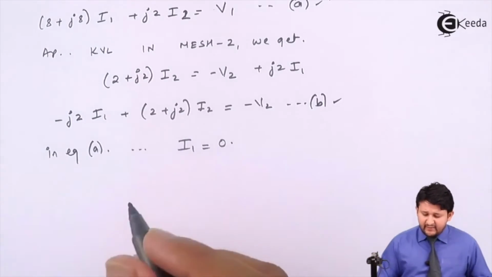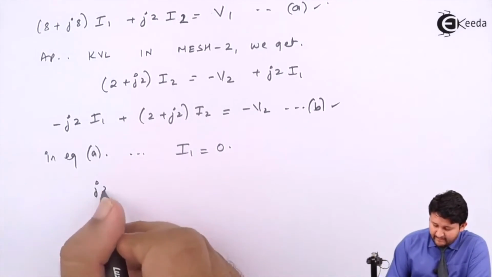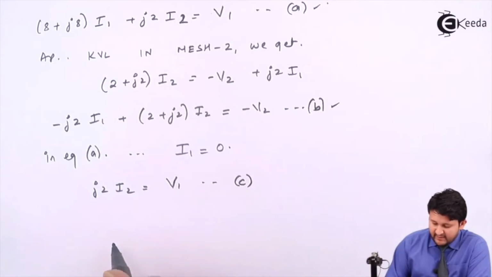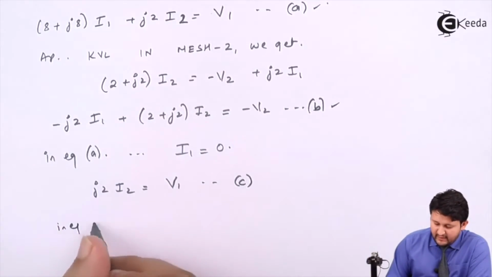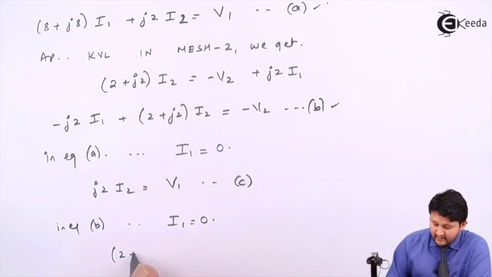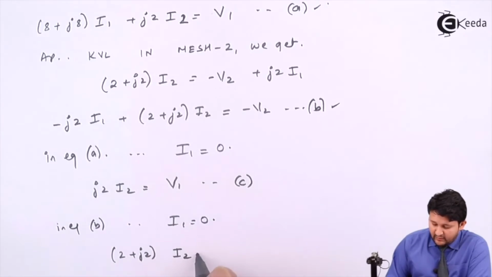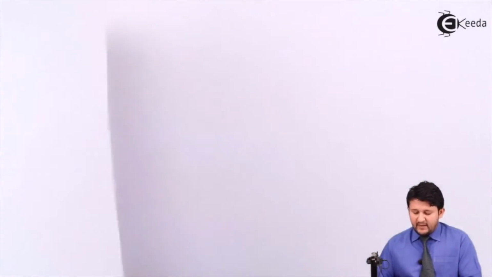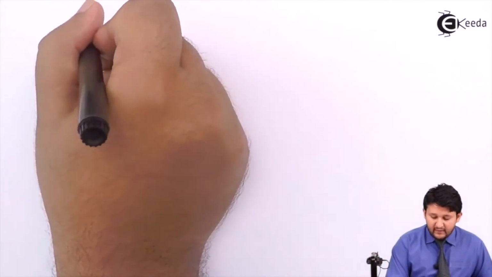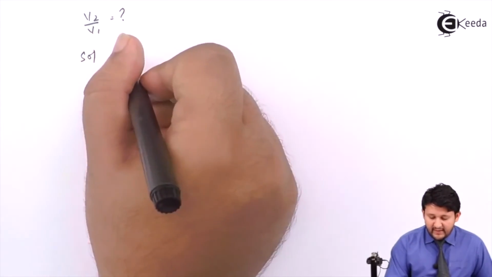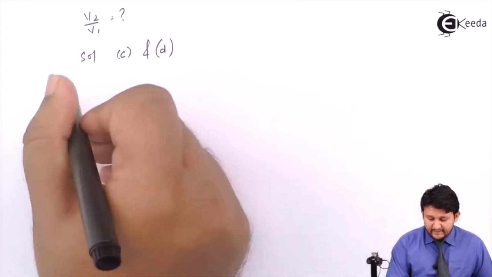Since it's given I1 equal to 0, from equation number 1 we get j2 I2 equal to V1. That's equation number C. Similarly, from equation number B, you put I1 equal to 0, so it will be 2 plus j2 I2 equal to minus V2. This will be equation number D. After getting C and D, ultimately I need to obtain V2 upon V1, so you obtain it by solving equations C and D.